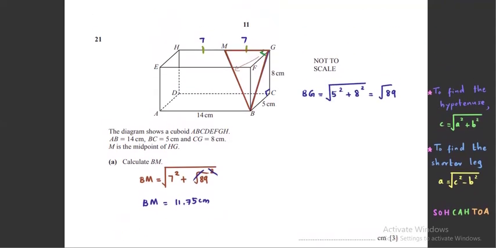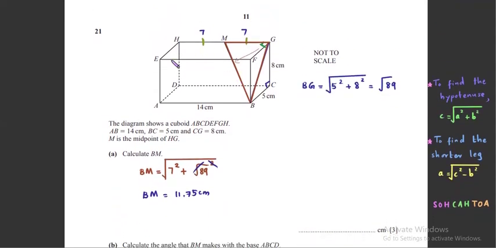ABCD. The angle BM makes with the base ABCD means this is the base ABCD. The angle it makes means I'm going to complete this into a triangle, which is a right angle triangle. And simply they are asking us to calculate what this angle is. So for us to calculate what this angle is, we know this M to this point here is the same as G to C, because that is the perpendicular height, which is 8. And we already know what B to M is. We found B to M as 11.75.